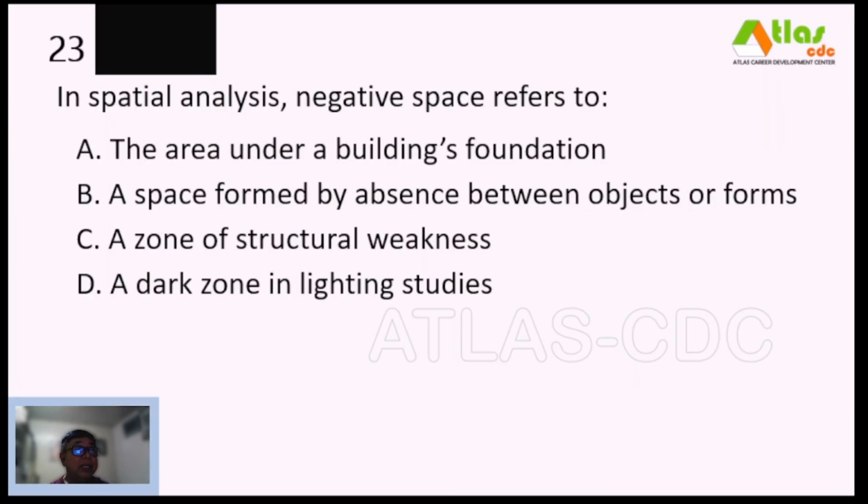Number 23. In spatial analysis, negative space refers to A. The area under a building's foundation. B. A space formed by absence between objects or forms. C. A zone of structural weakness. And D. A dark zone in lighting studies.